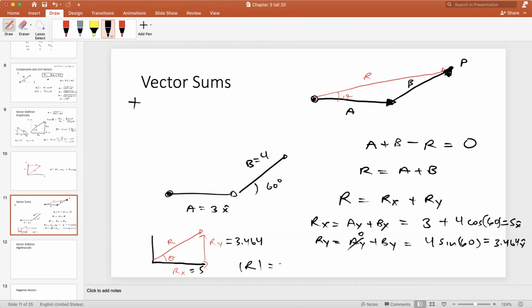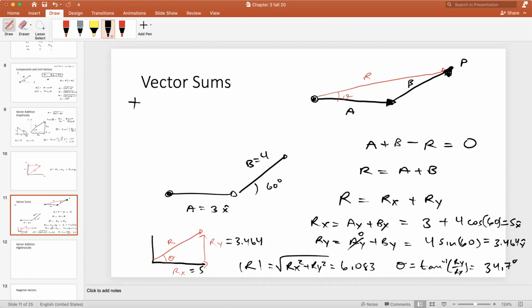Now, r magnitude is the square root of rx squared plus ry squared. And that I can do. 5 squared is 25, so square root of 25 plus 3.464 times 3.464, I get 6.083. So my magnitude is 6.083 units, whatever my units are. What is my angle? My angle is arctan of ry over rx, which is arctan of 3.464 divided by 5. And I get 34.7 degrees.